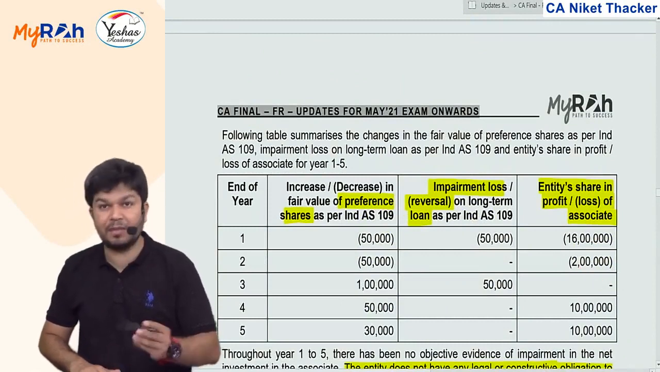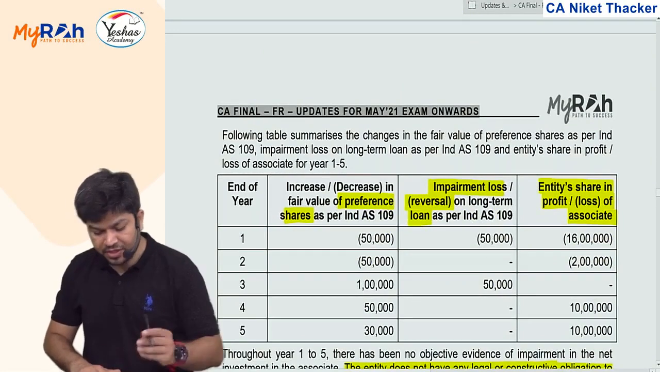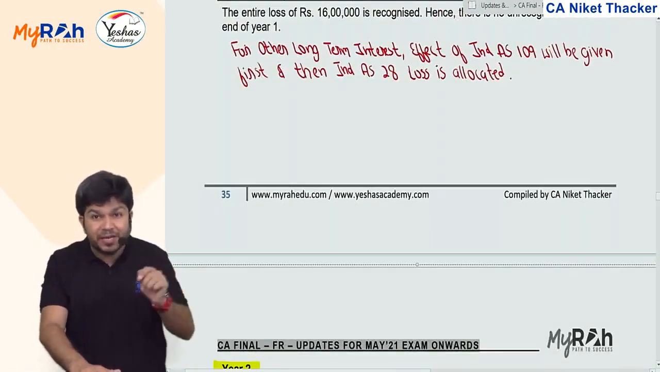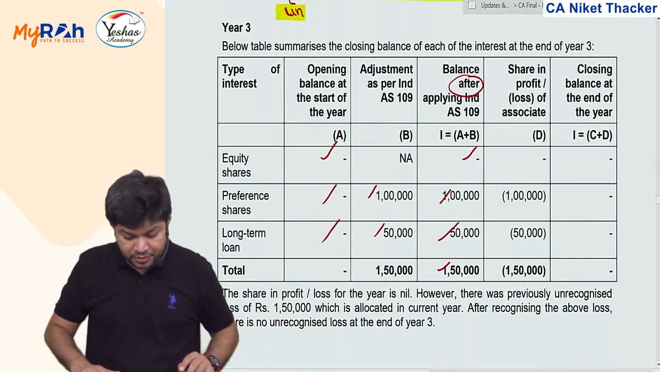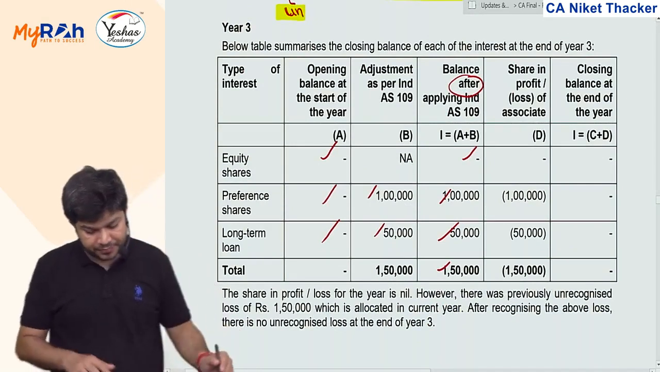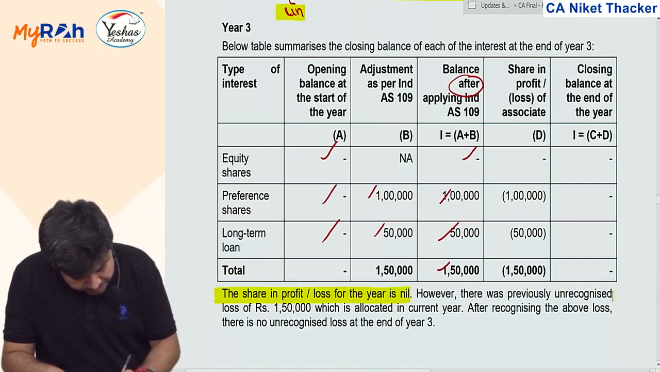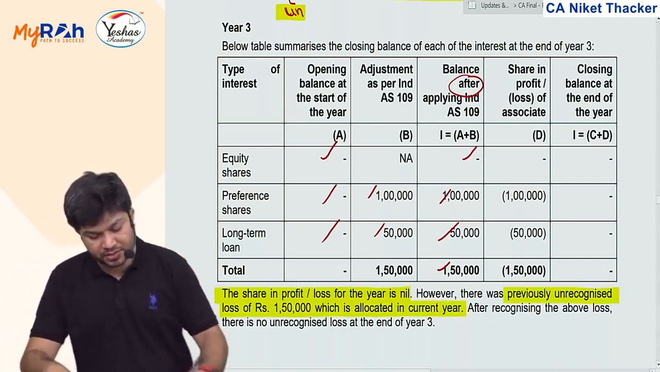Next 2 years is 10 lakh profit. Our share of loss is nil. But the 150 we could not record earlier, we record now. The 150 we could not record in year 2 is recorded now. So the current year loss is nil, but the previously unrecognized 150 is allocated to the current year.